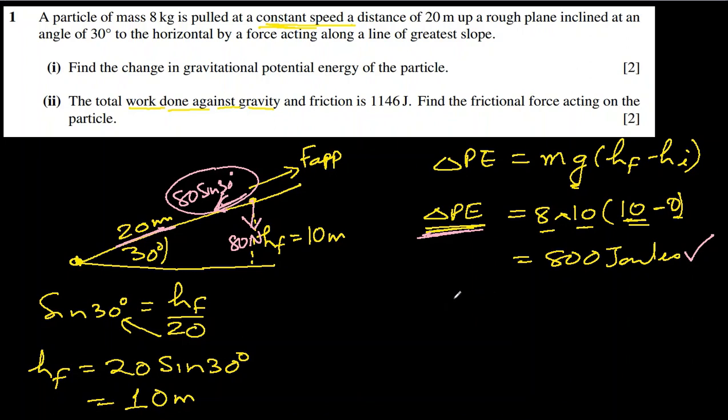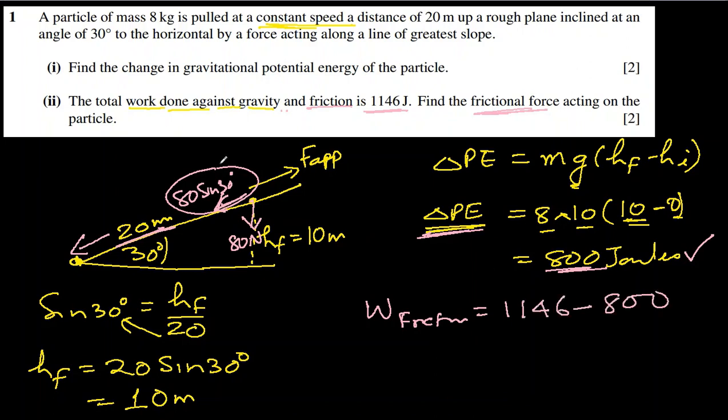So let's find the frictional force. Since this particle is going up, the friction will be downwards, right? And it is going at a constant speed. They're saying the total work done against gravity and friction is 1146 joules. Work done against gravity is known to us now, 800 joules. So work done by friction will be 1146 minus 800, because we remove the work done against gravity, that is 346 joules. With this help we can find the frictional force.